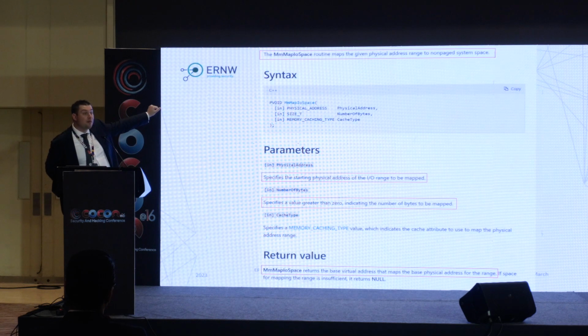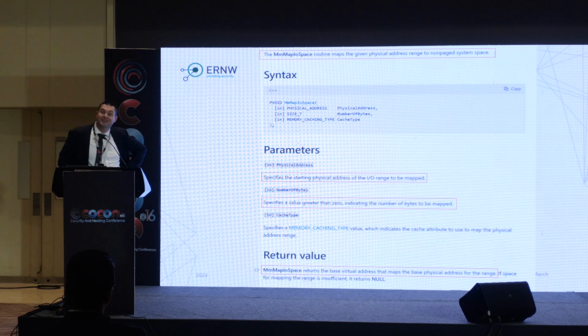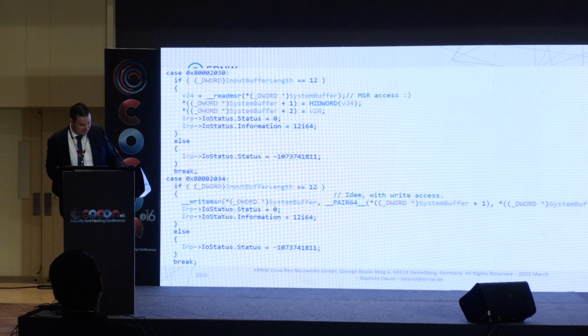This function is documented by Microsoft. The map IO space routines map the given physical address range to non-paged system address space. More directly, you provide the address you want from physical memory, and it provides it to the application. You know the utilities like Volatility and so on used for forensic purposes? Forget about it. Just use MSI drivers. It's literally the same features, but open to everyone. You don't have to be an administrator or stuff like that.